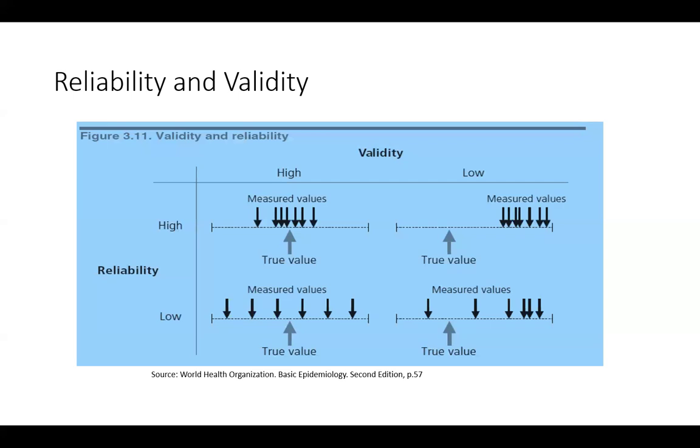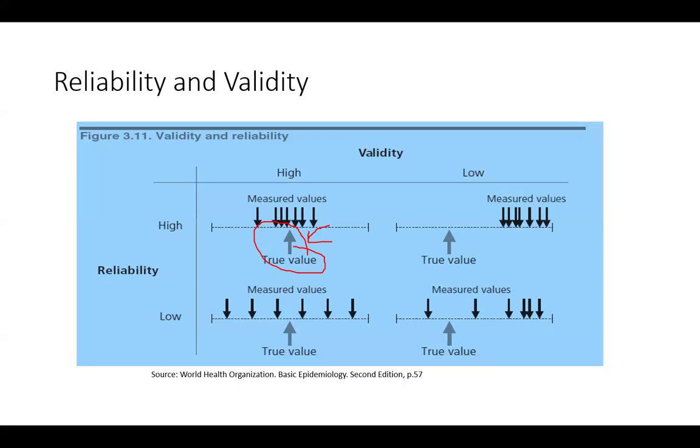If you see it here, this is the true value. This is what we're trying to estimate, right? Then we collect measures, and we get measures that are around the true value. If they are around the true value and close to each other, it means you are measuring the right thing. It's valid. If the measures are around the truth, is it validity or reliability?